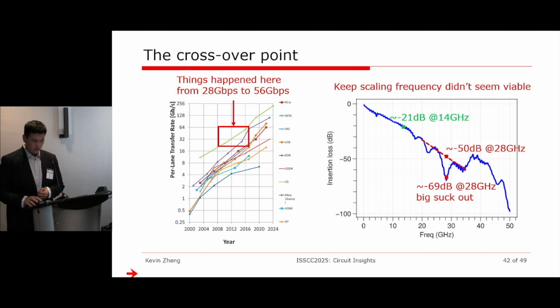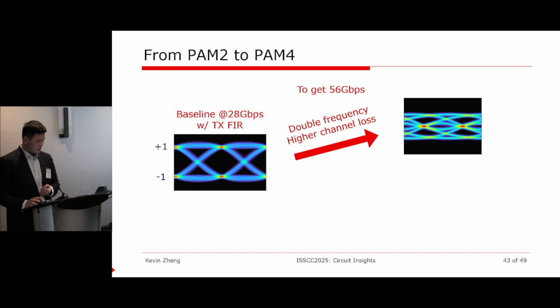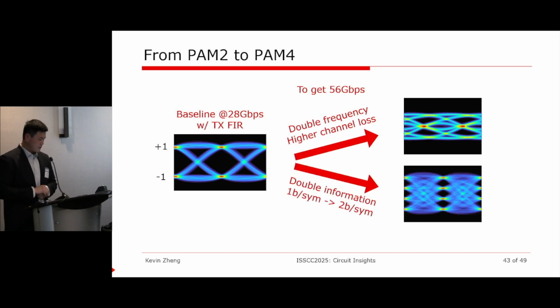So what can we do? Well, at 28 gigabits per second, we can, again, do the hard work of trying to double the frequency and work extra hard on our equalizers. Another way is doubling the information. Every time, instead of transmitting 1 bit, how about we transmit 2 bits? I think Vivek on the optical side will talk more about this as well.